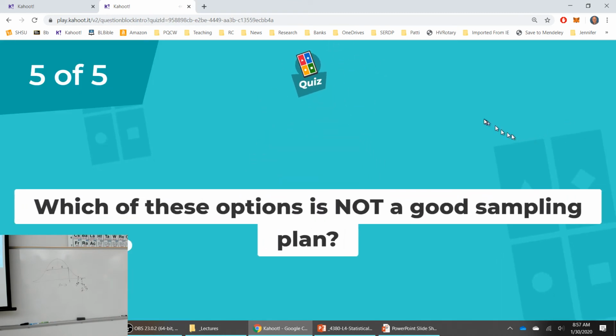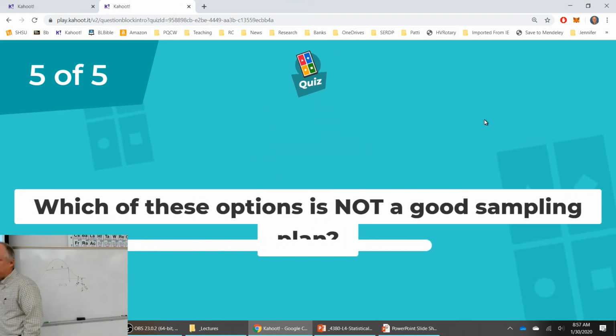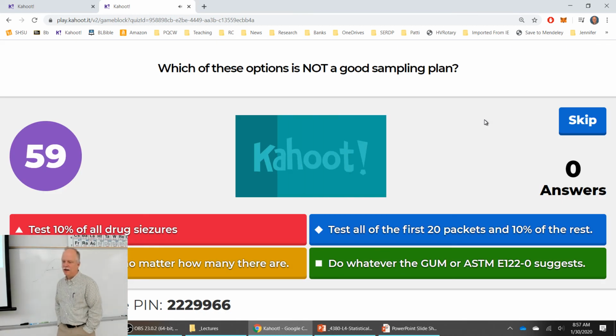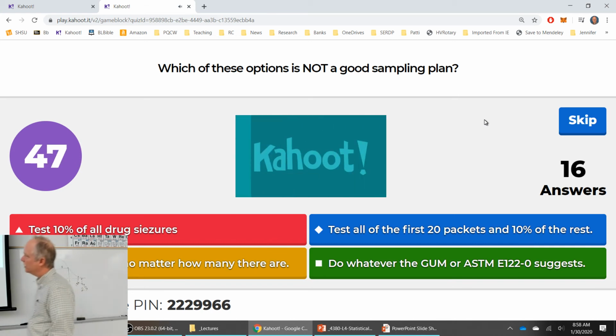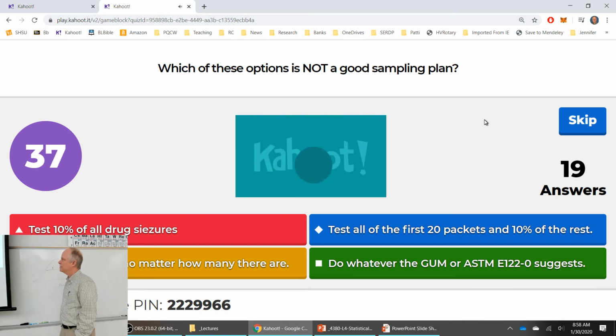Someone has a streak. Which of these options is not a good sampling plan? Not a good sampling plan. So the first one is test 10% of all the drug seizures. Test all of the first 20 packets, and 10% of the rest is blue. Orange is test all packets, no matter how many there are. And then green, do whatever the guidance or ASTM E122 suggests. Pick your favorite.